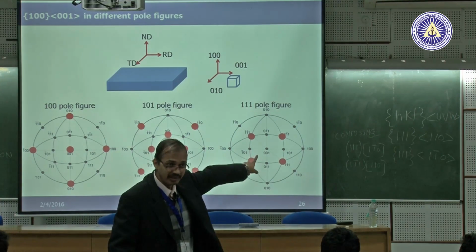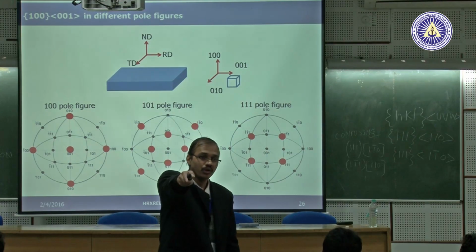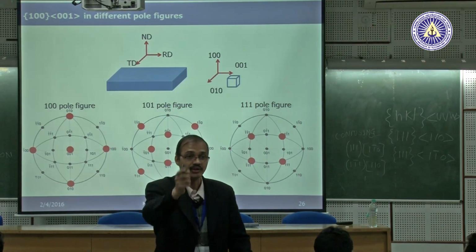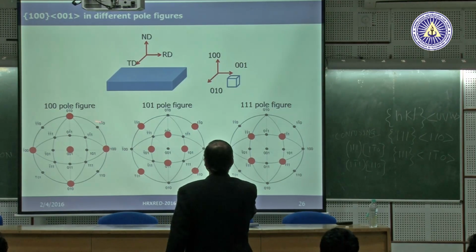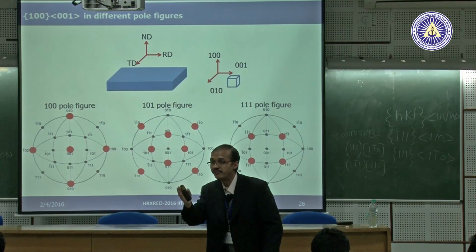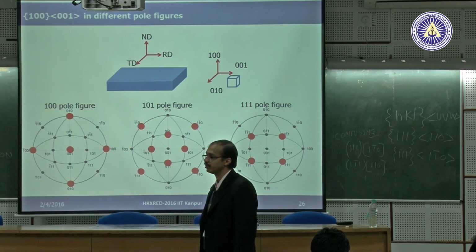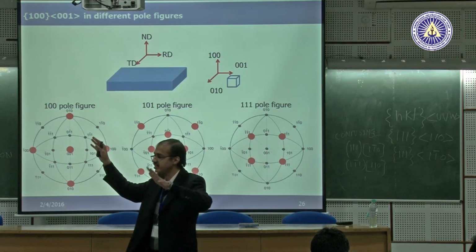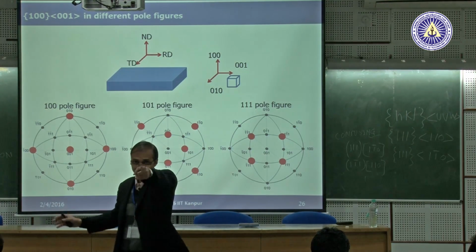You don't see anything at the periphery. Your orientation has not changed. Only instead of looking at 100, now I am looking at the 111 orientation. So when you go from figure 1 to figure 2 to figure 3, your orientation is not changing, only your frame of reference. Instead of looking at 100 in the first figure, you are looking at 101, so you will find some intensities at 45 degrees and 90 degrees. 100 is not changing.